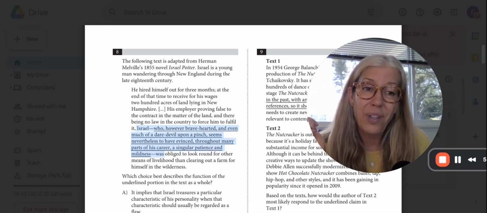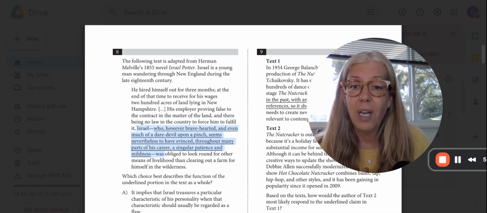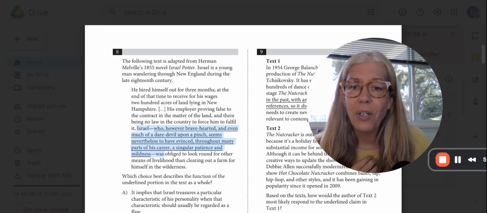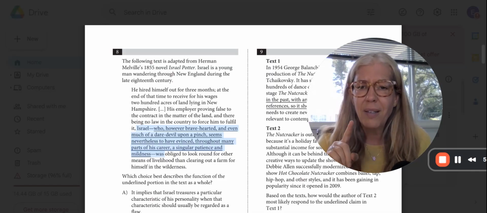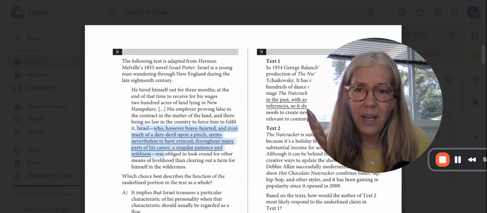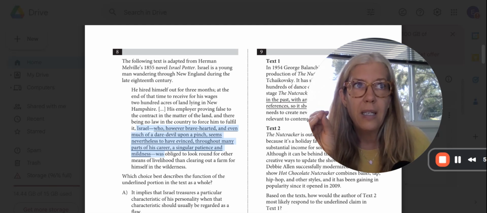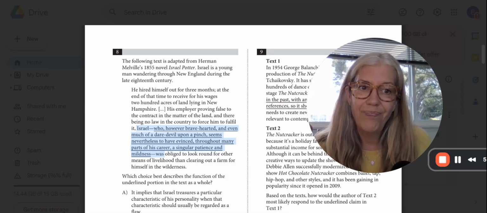Those all sound like wonderful things. I wouldn't mind at all if anybody called me any of those things. I would love to be called brave-hearted, a daredevil. I'm not, but I would love to be called a daredevil. Many parts of a career, patient, mild. So he's got a lot of good characteristics. And again, em dash, the definition of an em dash is opening, closing. This is all yapping about Israel. So the function of the underlined sentence is to give us positive characteristics about Israel. Does that sound okay?